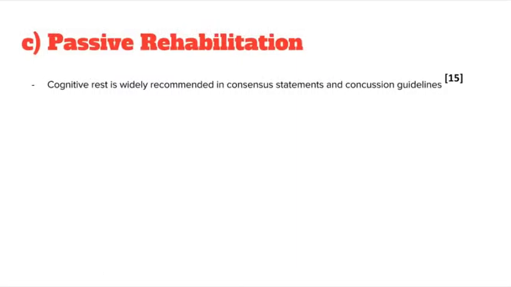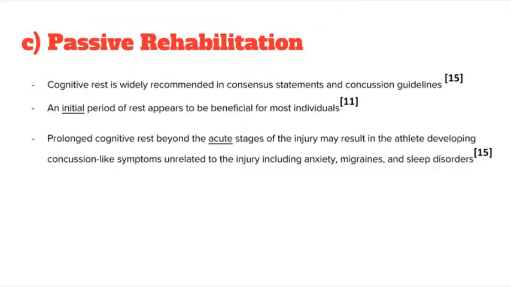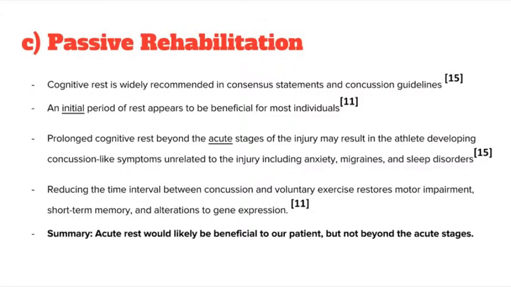Cognitive rest is widely recommended in consensus statements and concussion guidelines. An initial period of rest appears to be beneficial for most individuals. Prolonged cognitive rest beyond the acute stages of the injury may result in the athlete developing concussion-like symptoms unrelated to the injury, including anxiety, migraines, and sleep disorders. Reducing the time interval between concussion and voluntary exercise restores motor impairment, short-term memory, and alterations to gene expression. In summary, acute rest would likely be beneficial to our patient, but not beyond the acute stages.